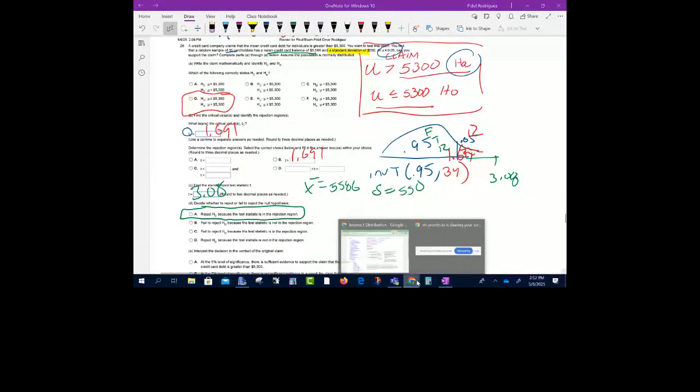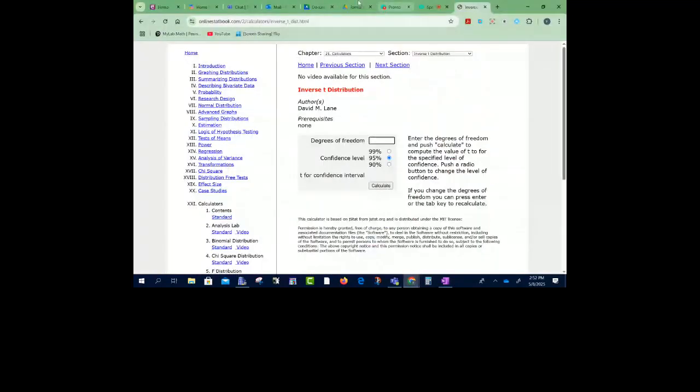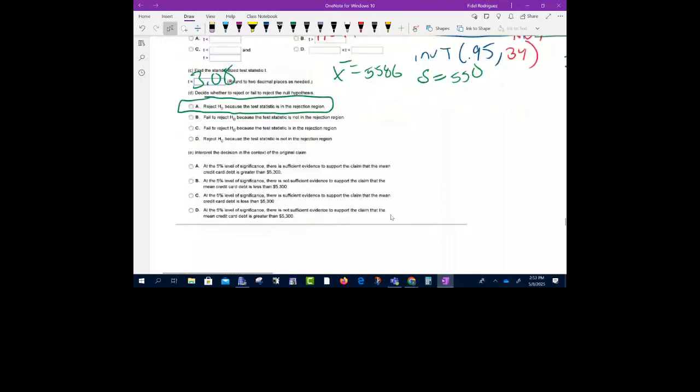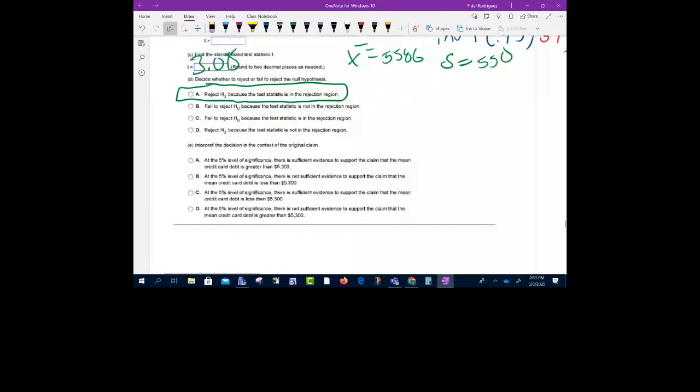I'm going to come back to my little formula sheet, right here. My claim was the Ha, and we fell in the rejection region. So we're going to say there is enough evidence to support the claim. At the 5% level of confidence, there is sufficient evidence to support the claim, choice A, and we are done.